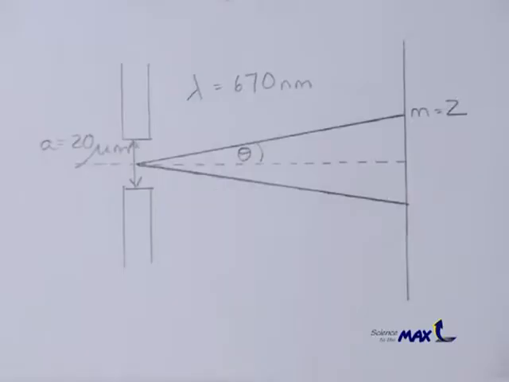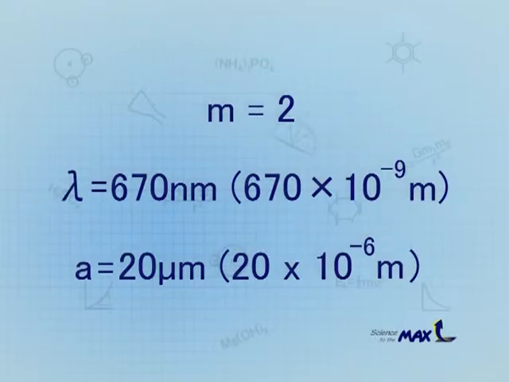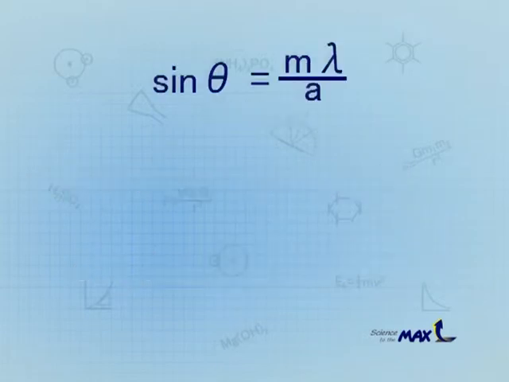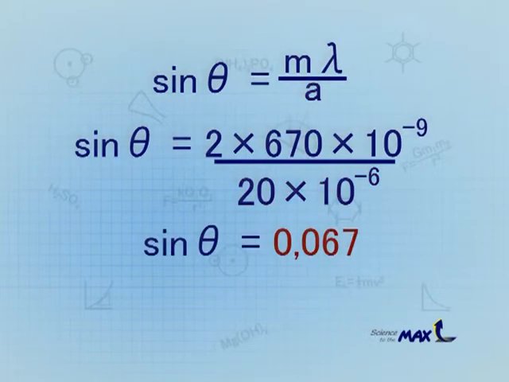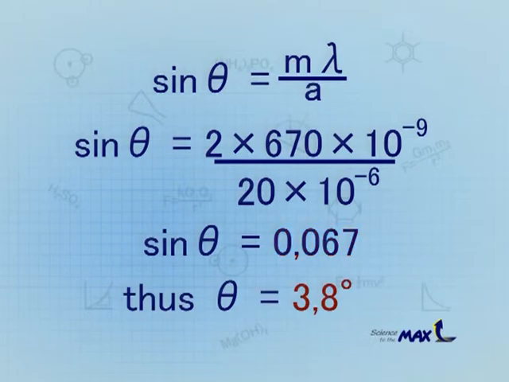The first thing to do is to draw a diagram of the situation and write down all the information given. m equals 2, lambda equals 670 nanometers, a is equal to 20 micrometers. Remember, a micrometer is 10 to the minus 6 meters. Sin theta is m multiplied by lambda divided by a. So sin theta is equal to 2 multiplied by 670 times 10 to the power minus 9, all divided by 20 times 10 to the power minus 6. Sin theta equals 0,067, and thus theta is equal to 3,8 degrees.